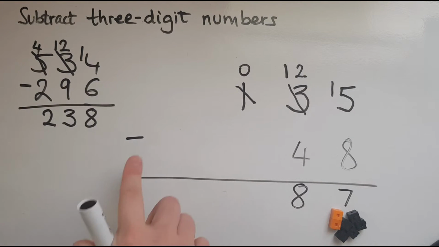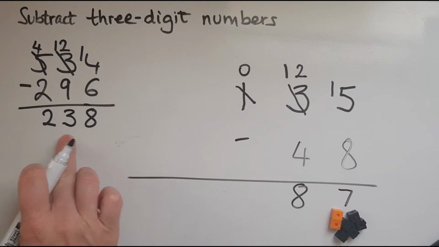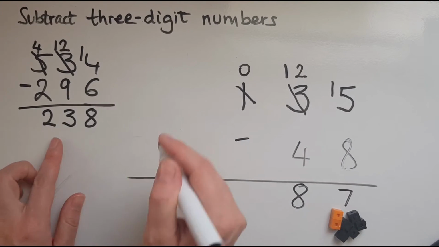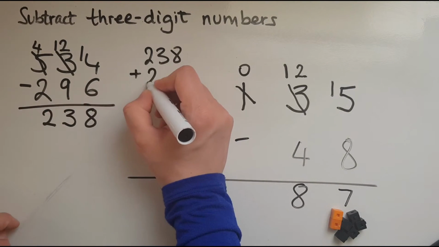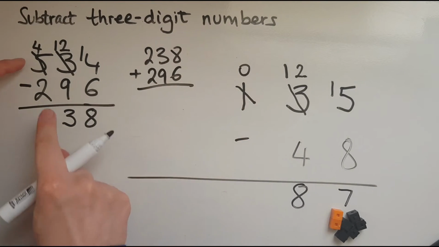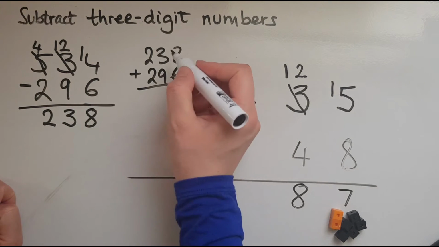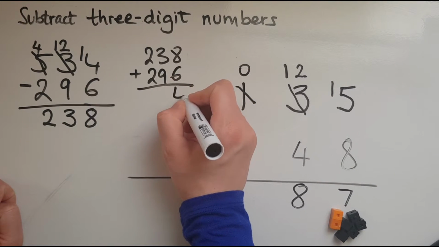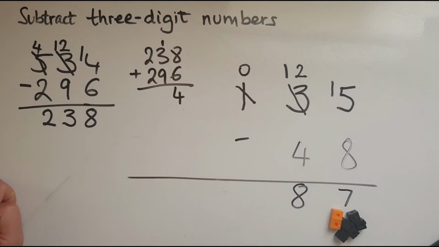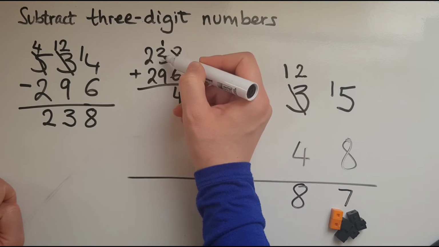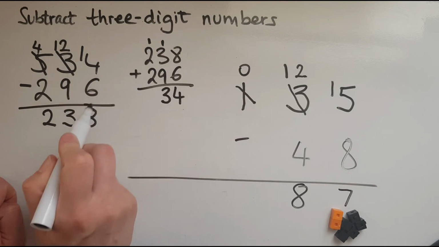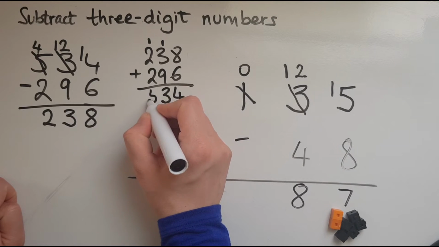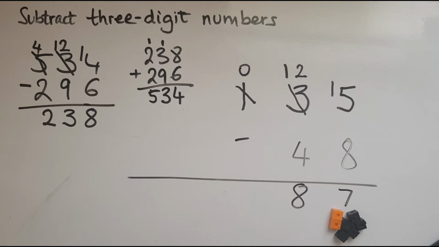How can I check that I've done it right? I will do the reverse. So I'll get 238, add 296 to see if it adds up to 534. 8 and 6 give me 14, so 4 down and 1 carried over. 1 and 9 is 10, and the 3 is 13. So we've got 2 and 2, and the 1 makes 534, and that's what I had. Let's do just one more subtraction.